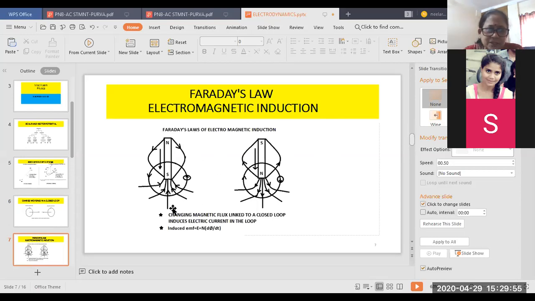One is this one, where I have a bar magnet. You can see here, this is a north pole, this is a south pole, and this is a loop. The loop is a wire connected with a current meter here. So no electric battery potential is applied to this one. Only a meter is connected. Let us say it is an ammeter.